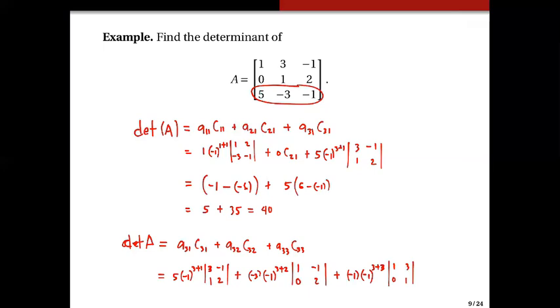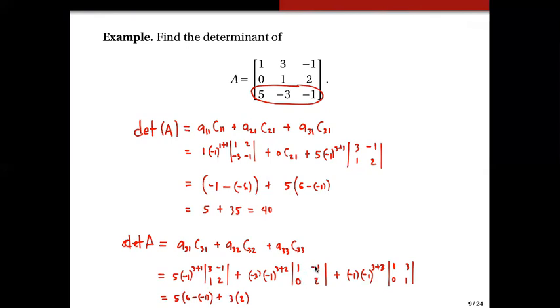So if we calculate this, we have already calculated this guy here. So we will have 5 times 6 minus negative 1, plus we have here negative 3 times negative 1 raised to 3 plus 2. That's another negative number, so we have positive 3 times the determinant: 1 times 2, so you have 2 here, and then minus 0 here.